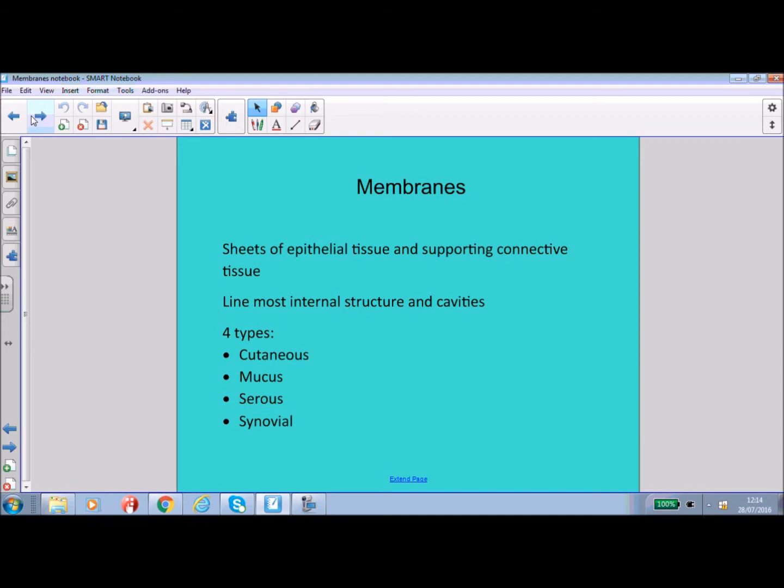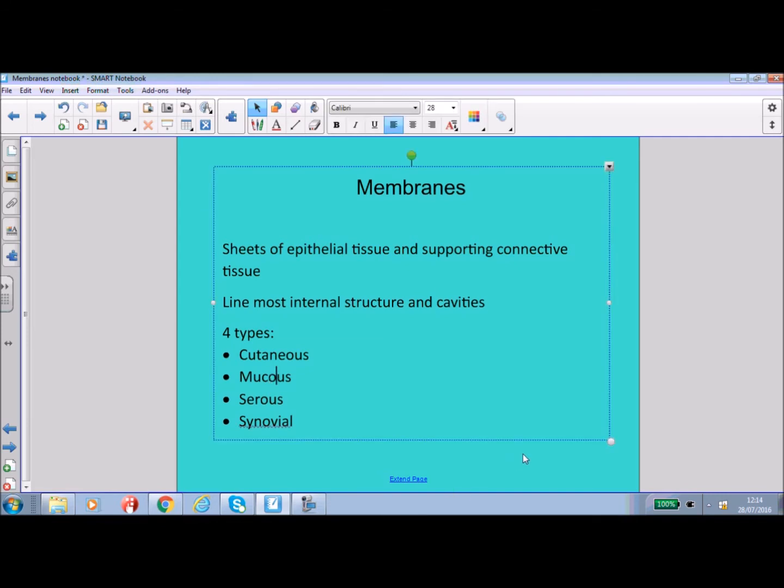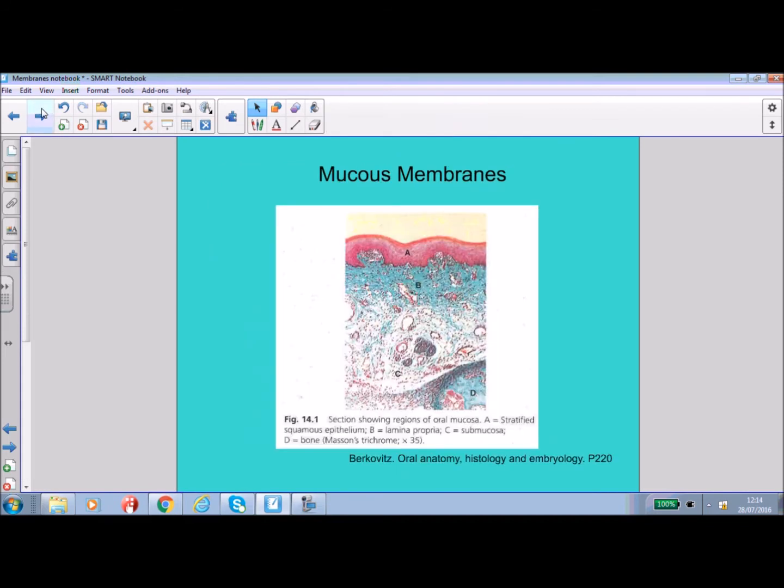Moving on then to talk about mucous membrane, and I've just noticed a little spelling mistake, so let me just correct that for us. Mucous membrane. Mucous membranes, also sometimes referred to as mucosa, we find throughout our body, and they are particularly relevant to us and what we do because the entirety of the oral cavity is lined with a mucous membrane.